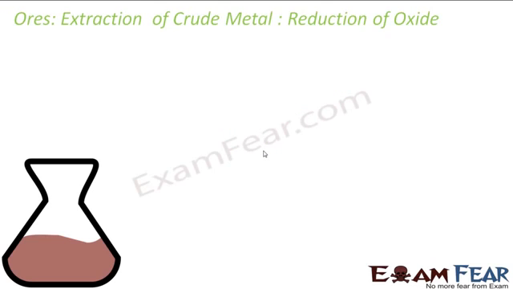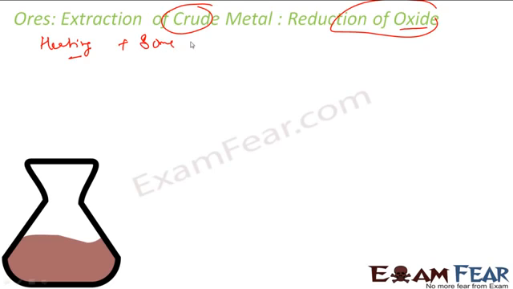So as I have told, the first step was to convert the sulfides and carbonates to oxides, right? Now I have got the oxide ore. Now I have to get the crude metal from the oxide ore by reduction. So it also involves heating, but it needs some reducing agent. And the reducing agent is normally carbon. Why? Because it is cheap and it has a good reducing capability.